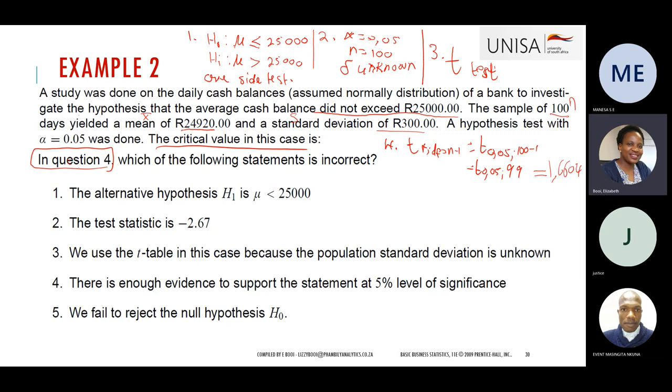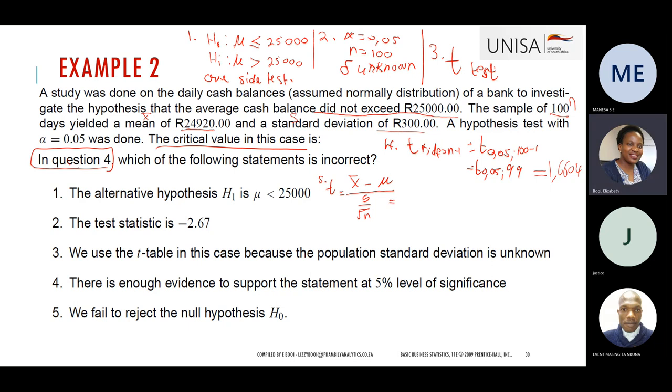1.6604 is our critical value. Step number five: we need to calculate our t statistic. So we know that t is equal to x bar minus the mean, divided by s over the square root of n.